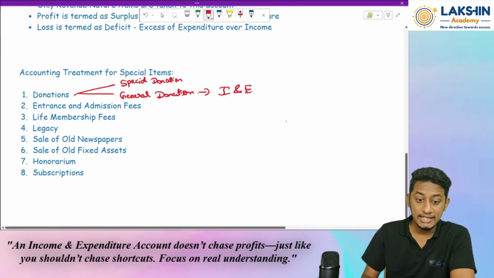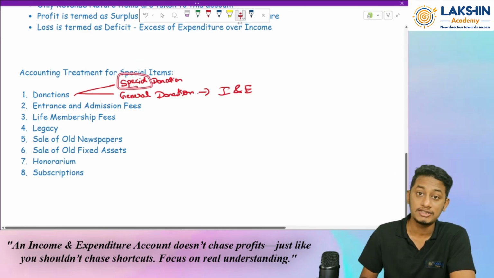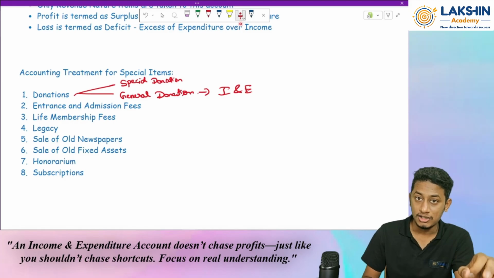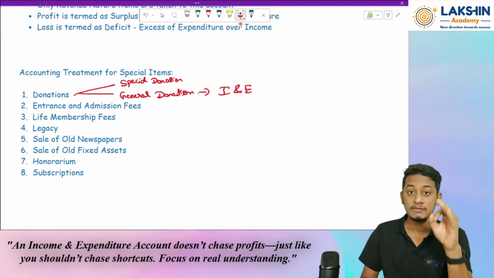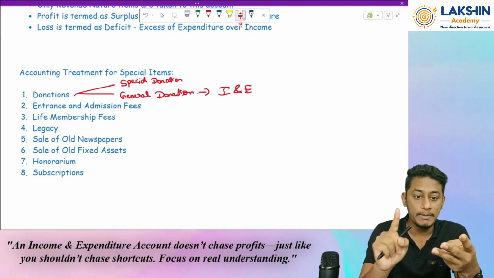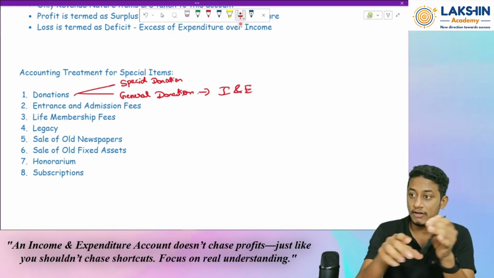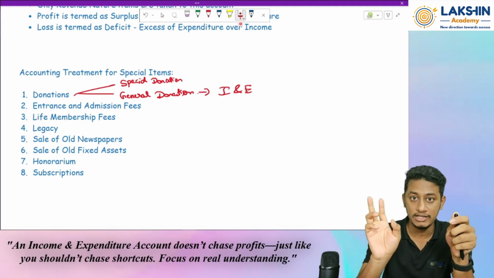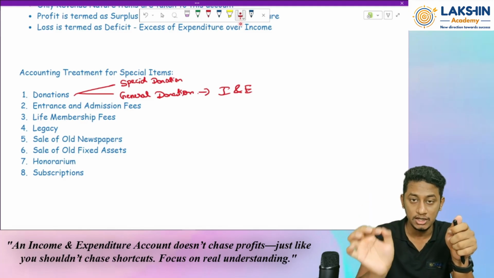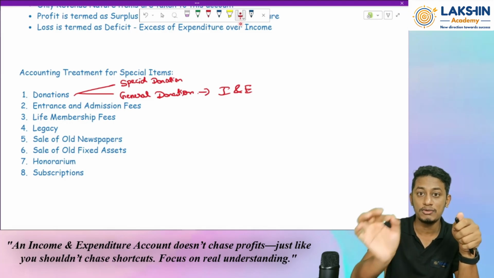Then, any special donations we have. Sir, what does special donation mean? Special donations are the donations given for specific activities. For example, building a library, building a road, building a building, whatever buildings we have, for that purpose. The person who donates is called a donor. That donor, whenever he donates, says that this should be used for this activity.